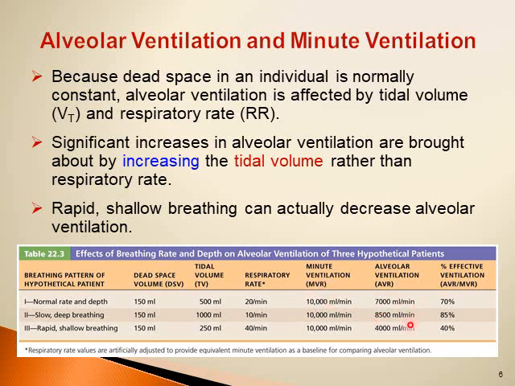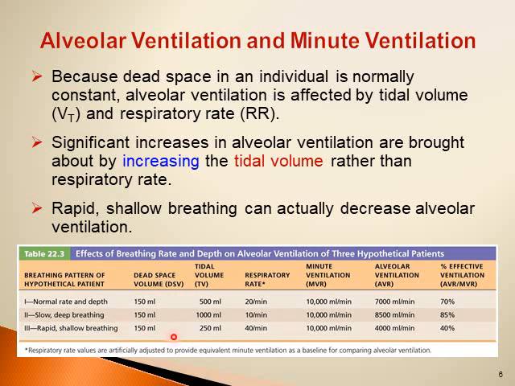If we calculate the alveolar ventilation by multiplying 1000 minus 150, it is 850 by 10, then the alveolar ventilation is 8,500 milliliter per minute. So the percent effective ventilation is 85%. In the third example, we have rapid shallow breathing. Again, the dead space volume is 150 ml. Tidal volume is low because the breathing is shallow, 250 ml. The respiratory rate is 40 breaths per minute because we have rapid breathing.